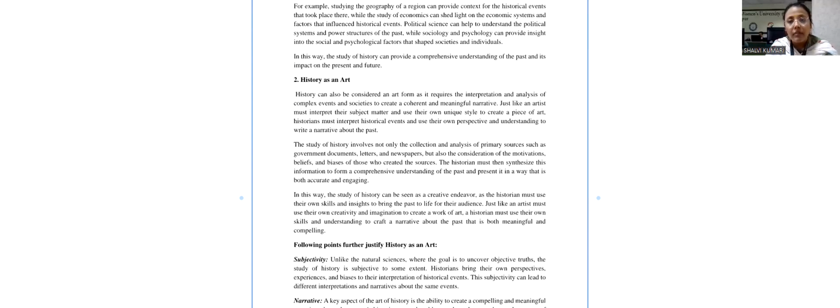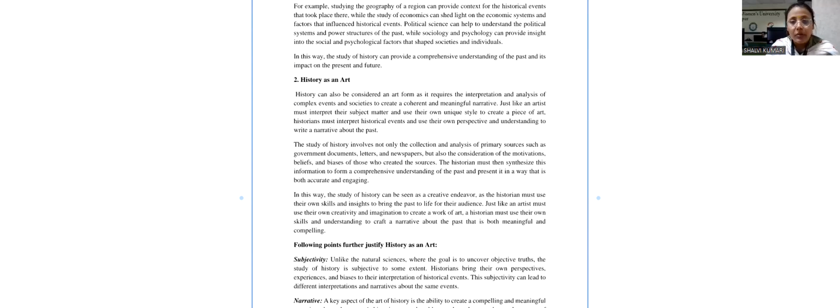So the study of history involves not only the collection and analysis of primary sources, such as government documents, letters, and newspapers, but also the consideration of the motivations, beliefs, and biases of those who created the source. Historians must then synthesize this information to form a comprehensive understanding of the past and present it in a way that is both accurate and engaging.